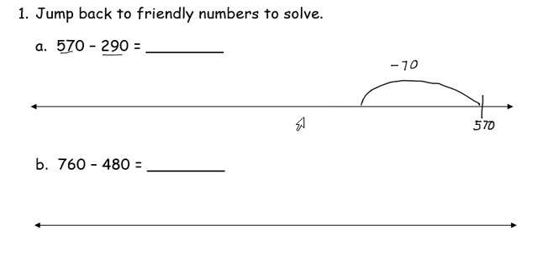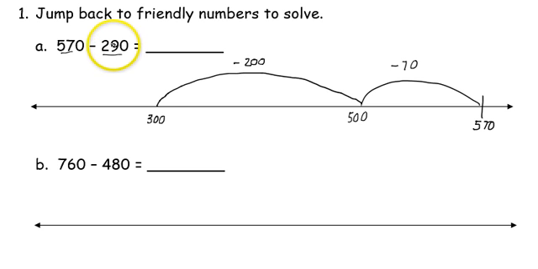So if I jump backwards 70, that puts me at 500. That's going to allow me to make a bigger jump because I can use my mental math to do that. Since again I have to subtract a total of 290, I've only subtracted 70 so far, I can make a big jump of 200. By going to 500 first, I can easily jump back 200 and know that I will land at 300. Well, so far I've subtracted 270. That means I need to subtract 20 more to get to that 290. So if I'm at 300, and I hop backwards 20, that puts me at 280. 570 minus 290 is 280.